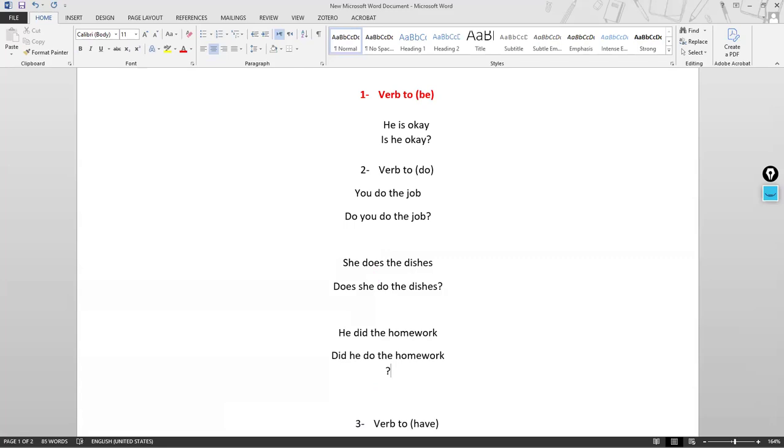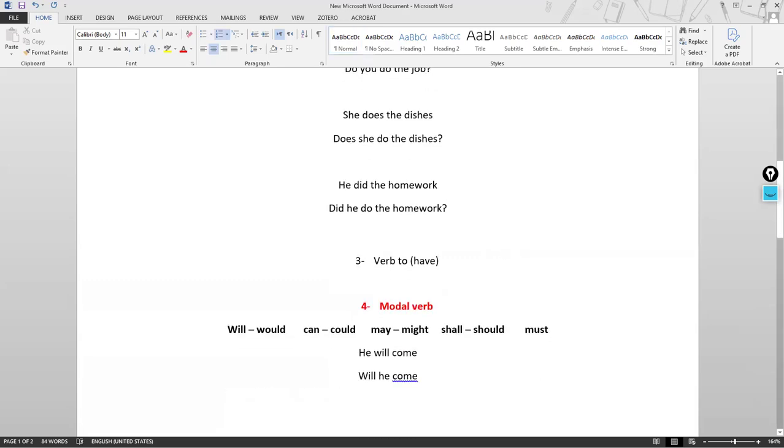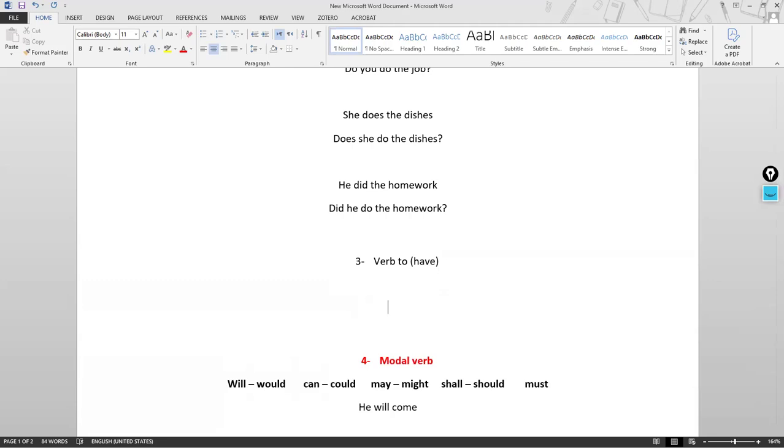Question mark. Bravo, Subhi. Okay, so you have to do like this with verb to do, and even with verb to have. You have to use do, does, did. For example, you have a house. How can I ask a question? A yes or no question?